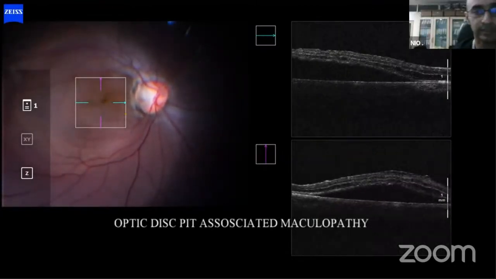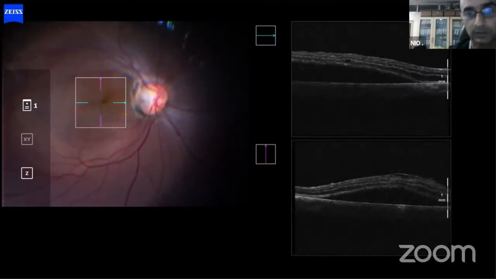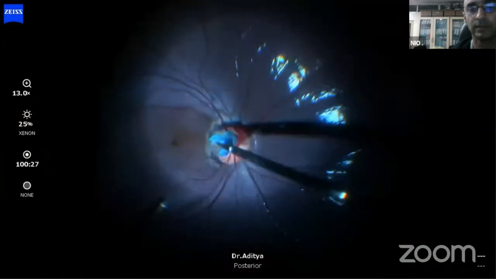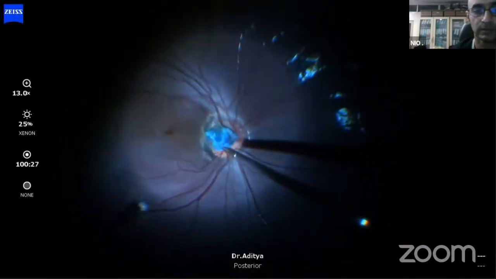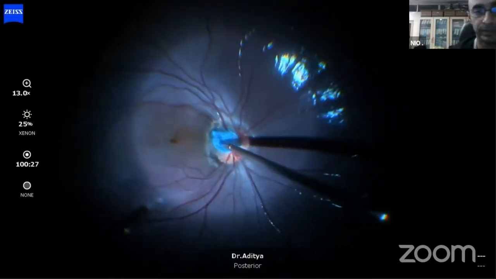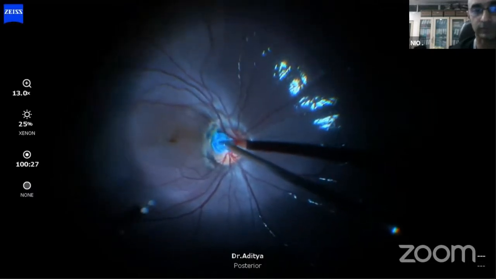So in this case, I'm going to use an amniotic membrane graft to fix the pit. And to ensure that this graft is easily visible, I have stained it using the brilliant blue dye. So once this graft is placed over the optic pit, I can use the intraoperative OCT to ensure a snug fit of the graft.